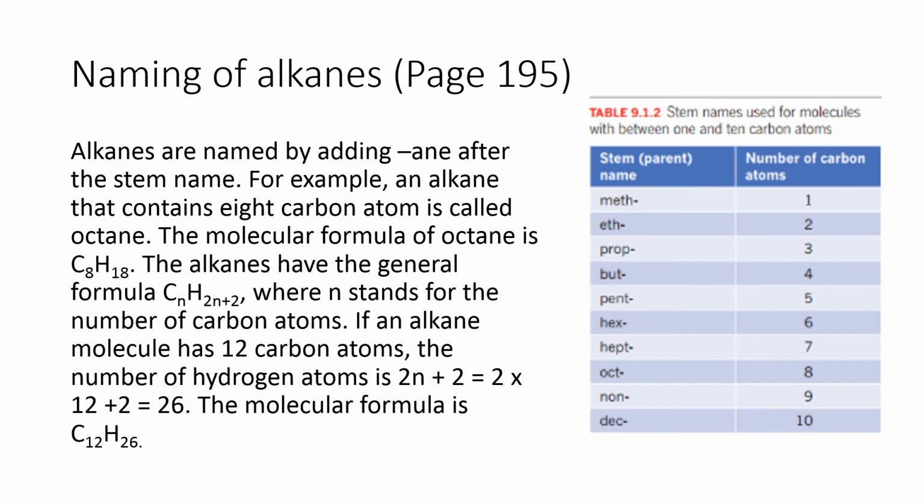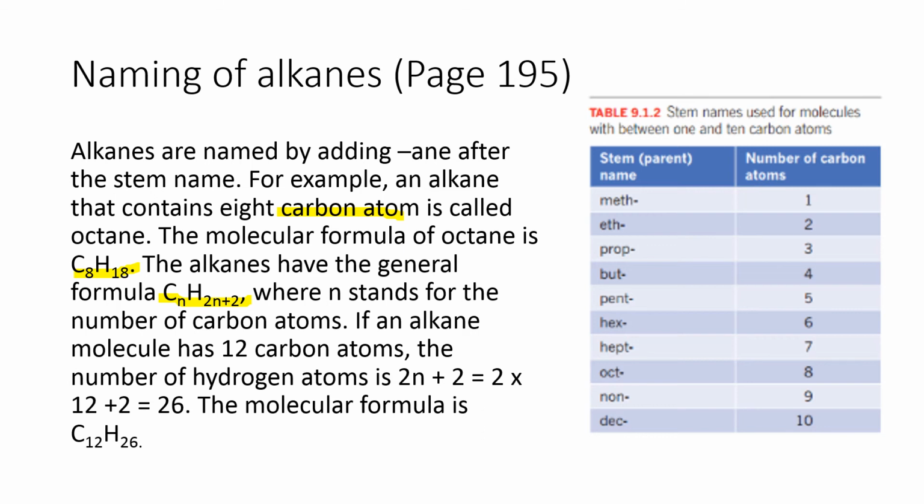Alright, so naming of alkanes. Alkanes are named by adding "ane" after the stem name. For example, an alkane that contains one carbon atom is called methane. The molecular formula of alkane is based on the general formula CnH2n+2, which means that if the number of carbon is 1, the number of hydrogen will be 2 times 1 plus 2, which is 4, so CH4.